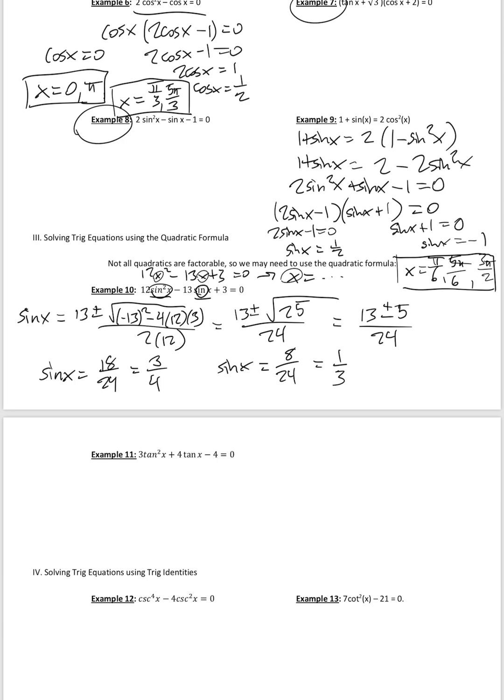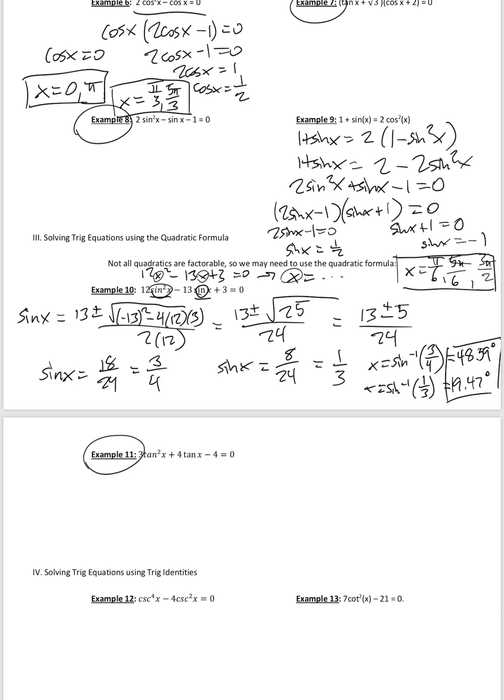So I can't use the unit circle in this case because I don't know what x value is going to give me a sine equal to 3/4 or a sine equal to 1/3. Those aren't special angles on the unit circle. So I'm just going to use my calculator. x equals the inverse sine of 3/4, and x equals the inverse sine of 1/3. Plug those into your calculator, and if you're in degree mode, you will get 48.59 degrees and 19.47 degrees. So those are my answers.